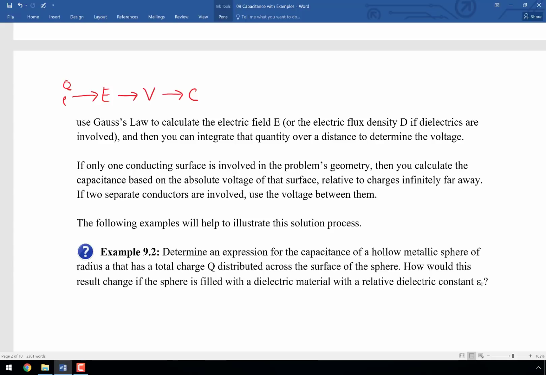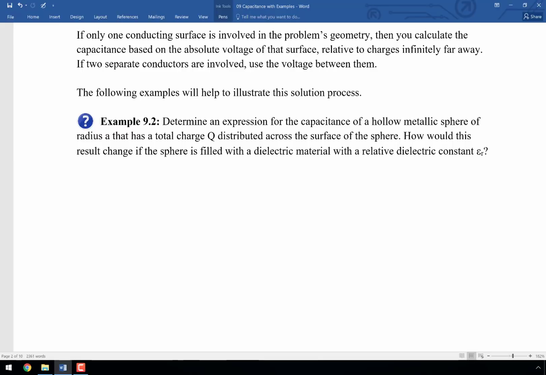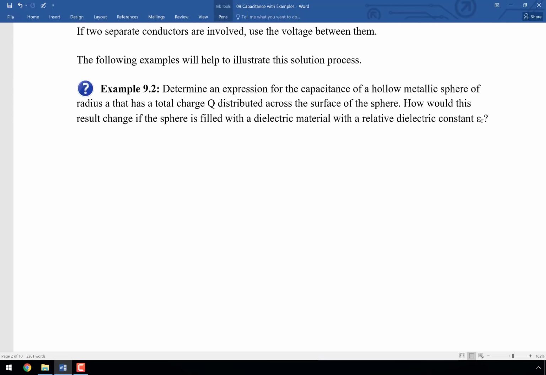So in the case of the parallel plate capacitor, how much would it take to move a charge from one plate to the other plate? Or if you have a coaxial cable, how much would it take to move a charge from the outside conductor to the inside conductor? So let's determine an expression for the capacitance of a hollow metallic sphere of radius A that has a total charge Q distributed across the surface of the sphere. How would this result change if the sphere were to be filled with a dielectric material with a relative dielectric constant epsilon r?